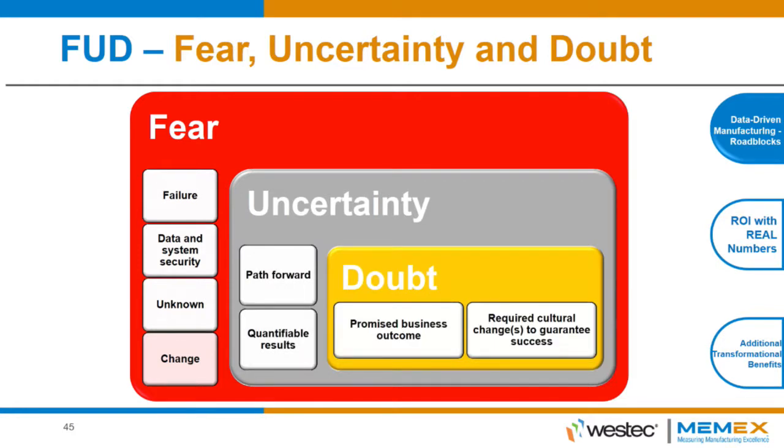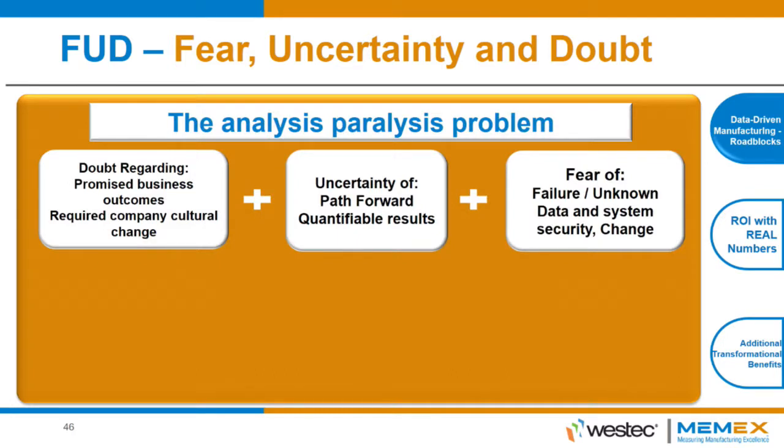And then the doubt is the doubt about the promised business outcome and, again, the required cultural change. Some customers will doubt in the beginning that they actually have the ability to change the culture of the company, and that's foundational to the success of a type of project like this. Whether it's measuring OEE or doing some other business outcome, to be able to trust the data, to be able to use the data effectively as a group and as a team, the culture of the company is absolutely 100% foundational to success. So when we call FUD, fear, uncertainty, and doubt, we call it the analysis paralysis problem.